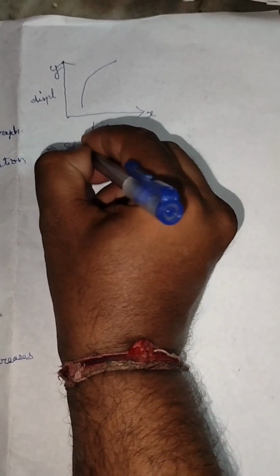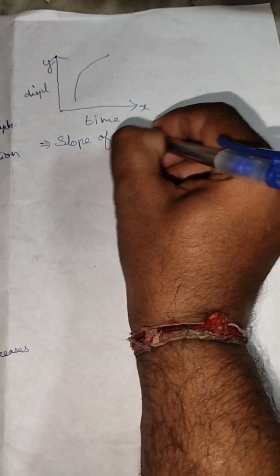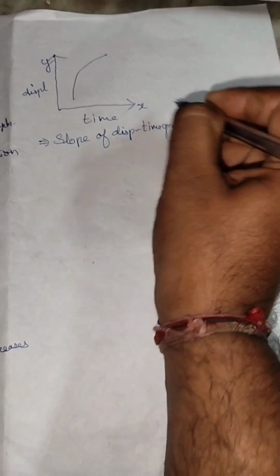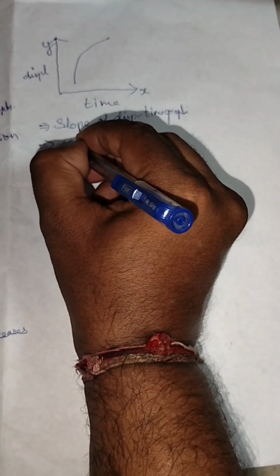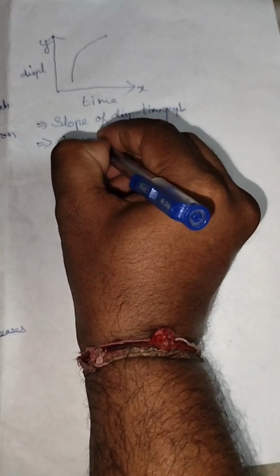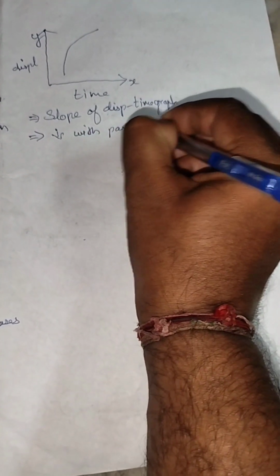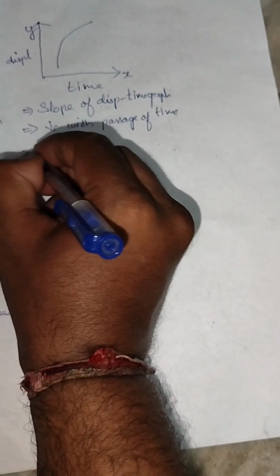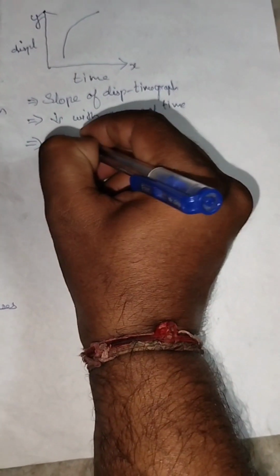Condition number 1, slope of displacement time graph. What is the slope of a displacement time graph? Condition number 1, it is downward with the passage of time. Point number 2, its slope decreases.